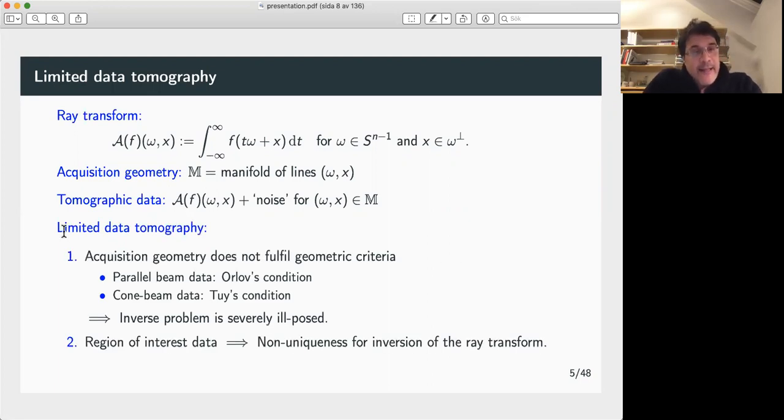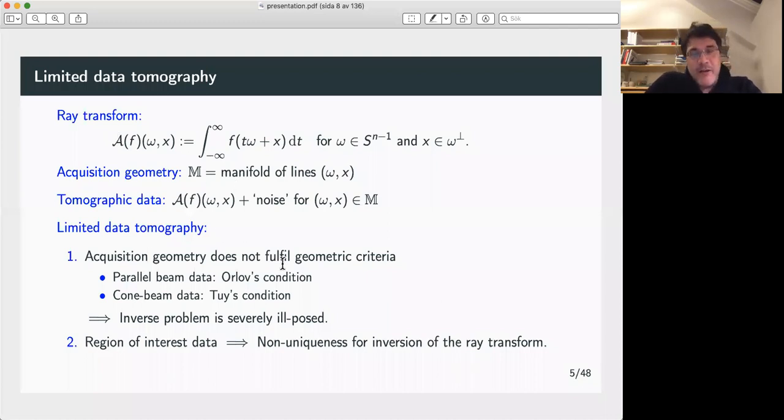And for the limited data issues that I was mentioning, I was essentially name dropping, mentioning region of interest, and limited angle. The implication of these limitations to the acquisition geometry is that when you have limited angle, you typically end up with an inverse problem that is severely ill-posed. The notion of inverse problem here means that you want to invert the operator A. You want to compute a regularized inverse to it.